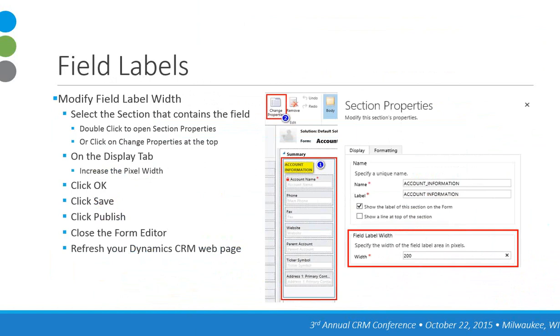So the first option we can do is modify the field label width. Now, you're going to be modifying this for all the fields that are in that section on the form. To do this, you want to double-click to open the section properties, or just click on the section name so it's got that thin blue line around it, and then click the Change Properties button at the top. On the Display tab, you can increase the field label pixel width right on the bottom there. After you do that, you just click OK. Then you want to save your form, publish your form, close your form editor, and refresh your CRM page.